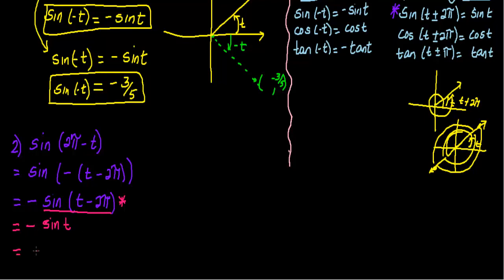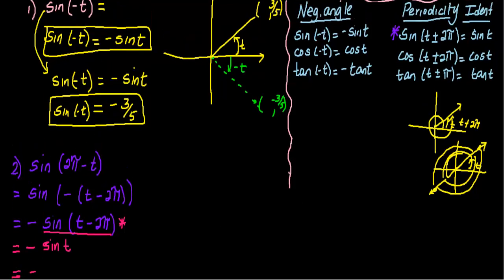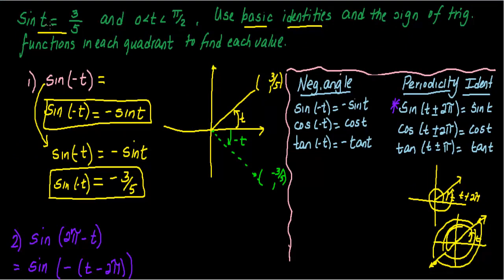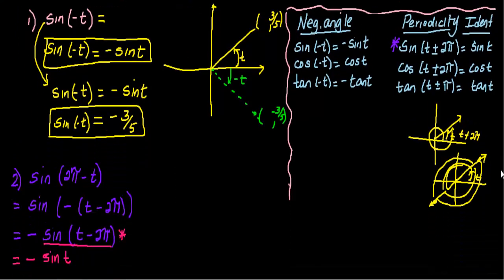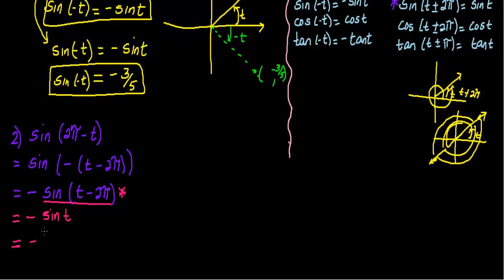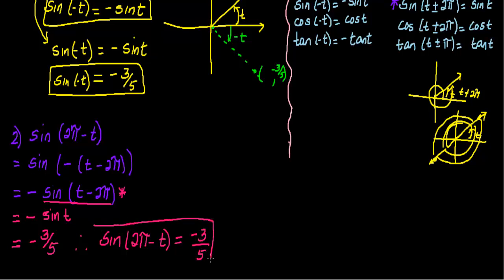So that will be equal to negative, and we know what sine of t is because they told us at the beginning. They told us sine of t is equal to 3/5. So I substitute sine of t with 3/5. And my answer here is negative 3/5. So here's my answer. Sine of 2 pi minus t equals negative 3/5. Okay? And there it is.